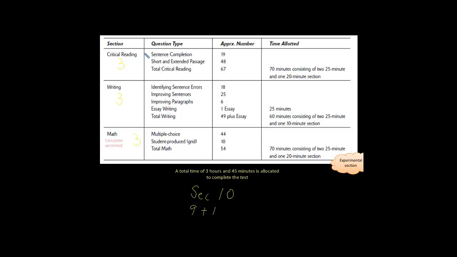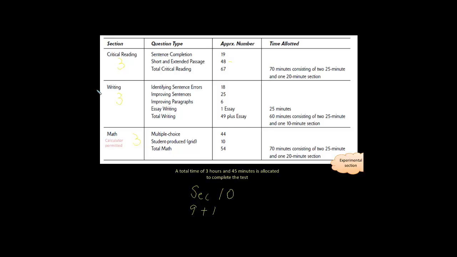Critical reasoning will always start with sentence completion. In total, in these 3 sections, you have 19 questions. So initially you'll have sentence completion questions. Then we move on to short and extended passages. That means you'll have either a short passage, a long passage, or both in the 3 sections. In totality, you're going to have 48 questions based on short reading and long reading. Your total reading questions would be 67.